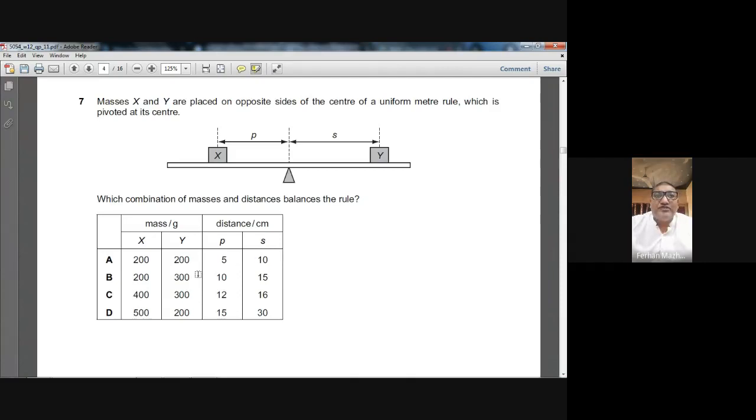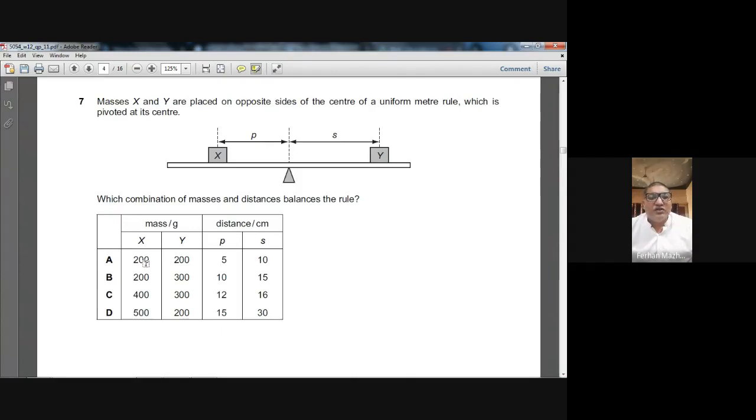So here 4 options are given. The mass is given for X and Y, and the distance is also given. P is the distance of X from the pivot, and S is the distance of Y from the pivot. So let me show you my calculations. And the mass is given in grams. You can use this directly in the place of weight.